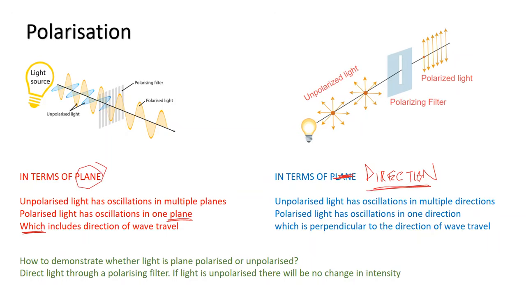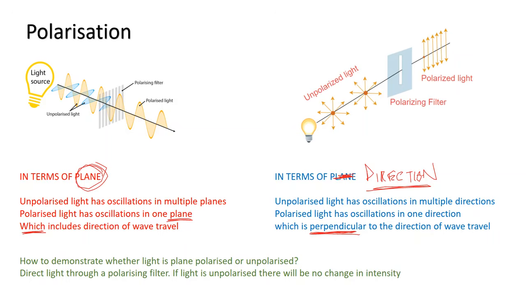When you are answering in terms of direction, the answer is: unpolarized light has oscillations in multiple directions. Polarized light has oscillations in only one direction. The third point is which is perpendicular to the direction of wave travel. Look at the two differences. When you are writing in terms of plane, you write which includes, and when you are writing in terms of direction, you use the term perpendicular. So the diagram here will help you a lot to distinguish how to write in terms of plane and how to write in terms of direction. You can clearly see this from the diagram.